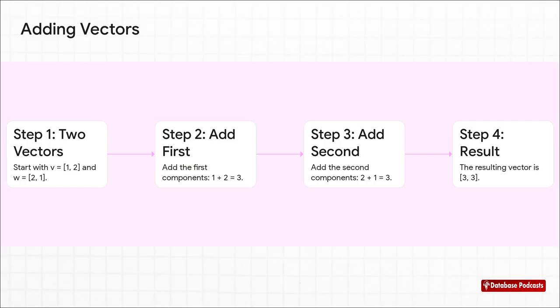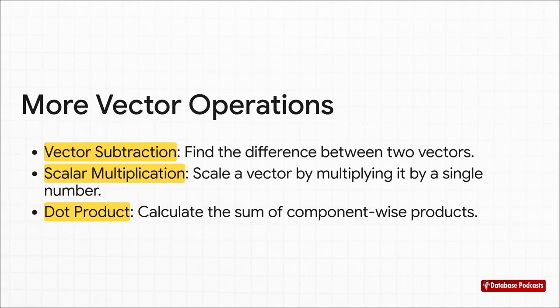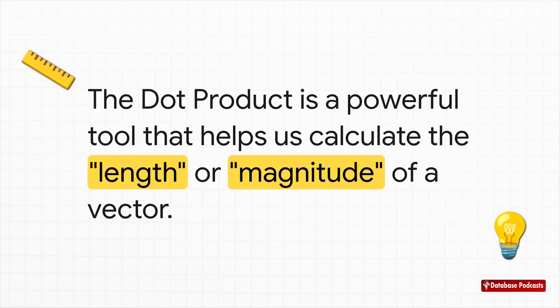It's really that straightforward. And look, addition is just the tip of the iceberg. We can do subtraction just as easily. We can stretch or shrink vectors by multiplying them by a single number, and we can even get a little fancier with something called the dot product. And this is where things get really interesting, because these simple tools start to build on each other.